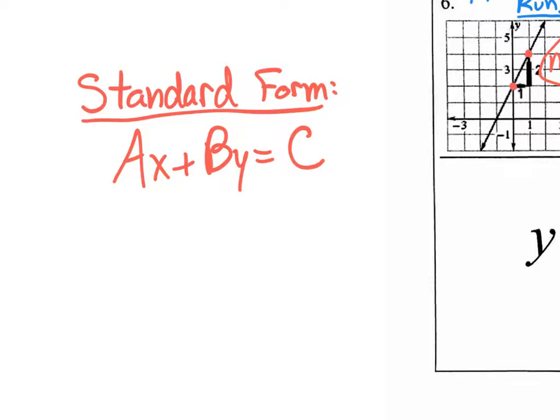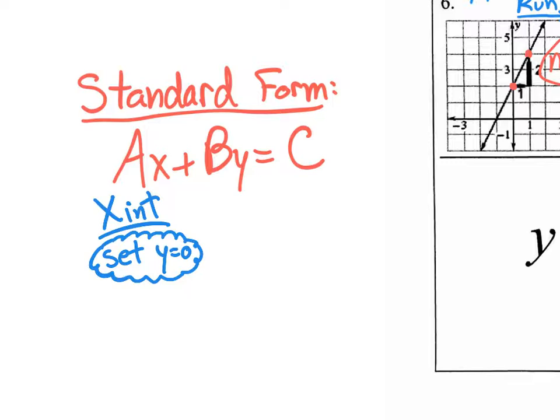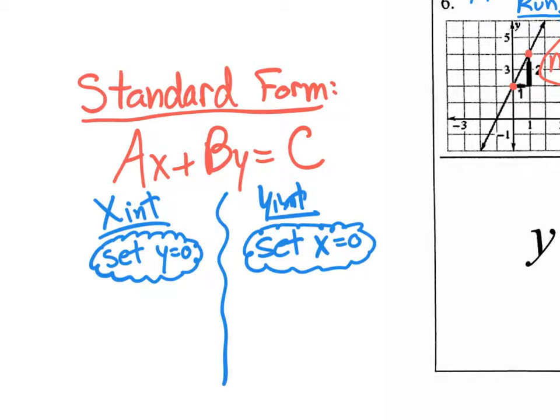And just as a review, how do we find the x-intercept? We set y equal to 0. And again, if we wanted to find the y-intercept, how do we do that? We set x equal to 0. And of course, after you set them equal to 0, you solve. And that'll tell you the location of where this line will cross the x-axis and the location of where the line will cross the y-axis. So standard form is great when you're trying to find those points of where the lines cross the x and the y-axis.